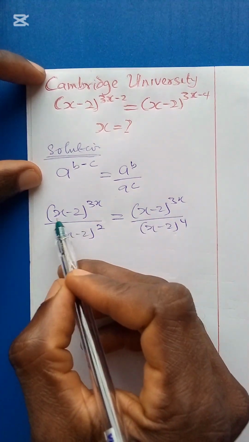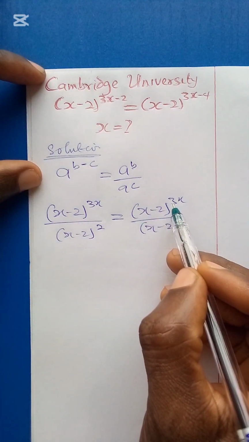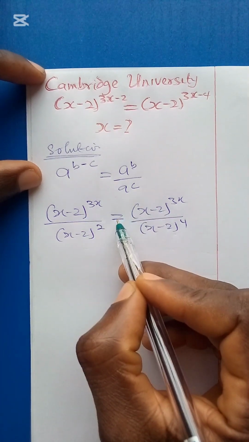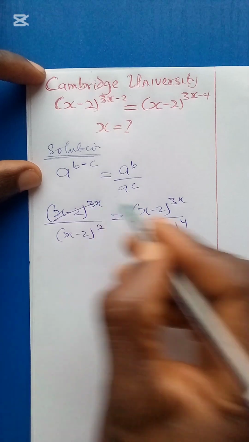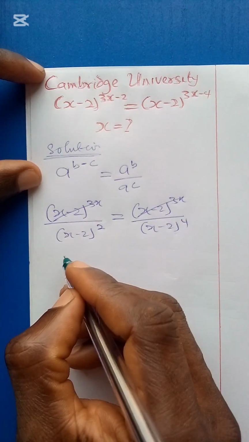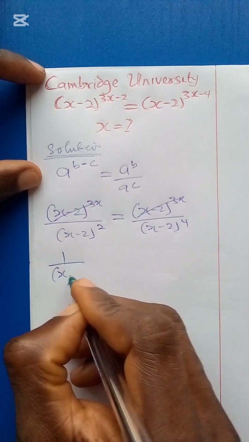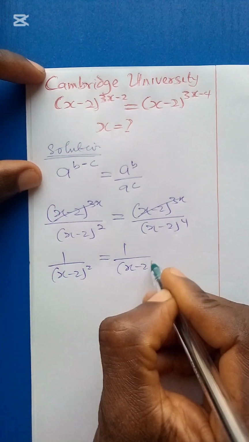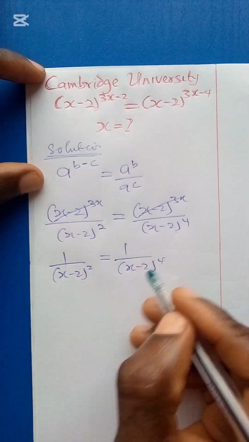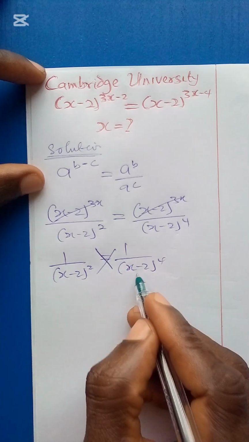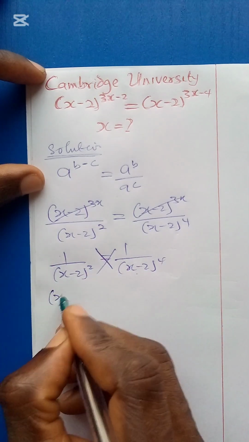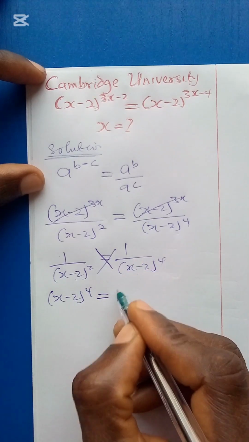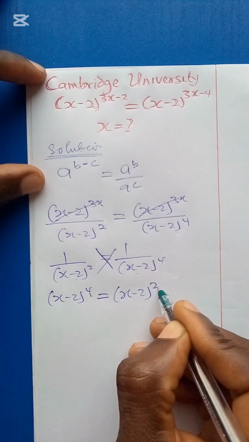Now, we have this term and this term being equal and existing at opposite ends of the equals sign. All we need to do is to cancel them out. So we are left with 1 over (x minus 2) raised to power 2 is equal to 1 over (x minus 2) raised to power 4. So we can now cross multiply. If we cross multiply, this and this will give us (x minus 2) raised to power 4 is equal to this and this, which gives (x minus 2) raised to power 2.